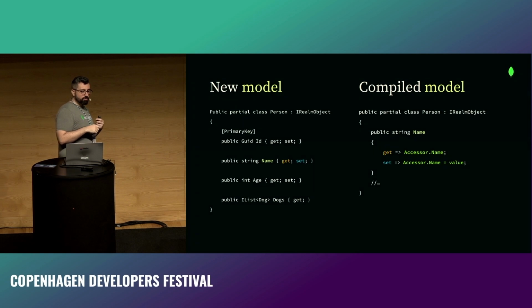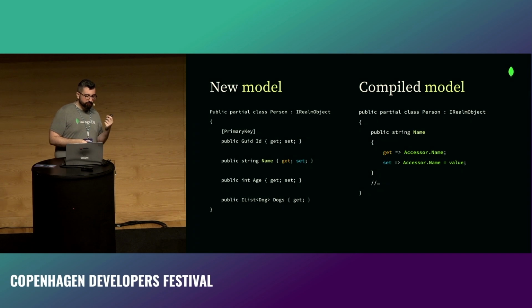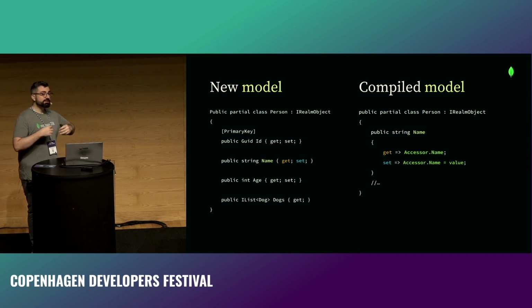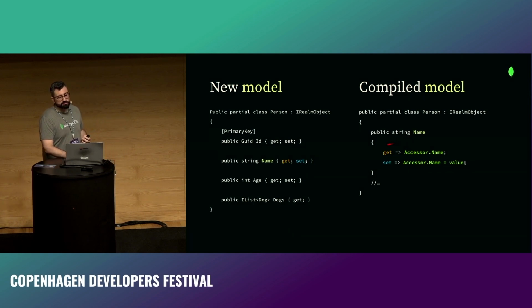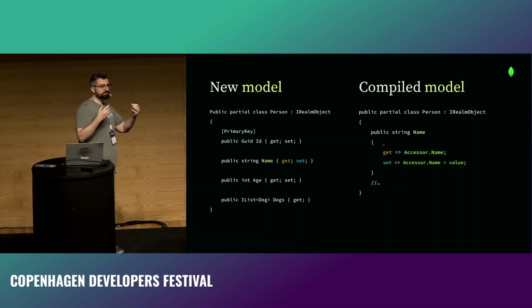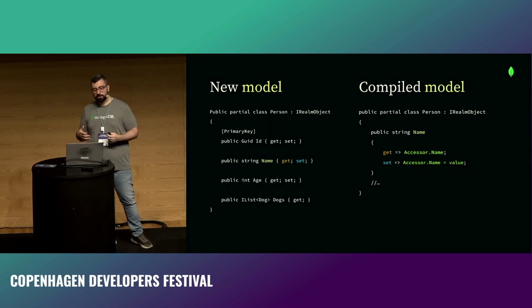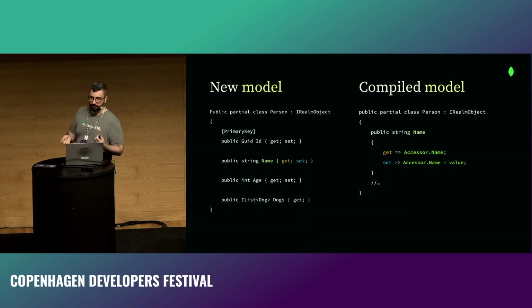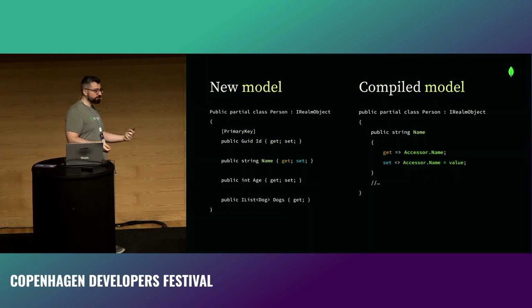Okay, so what is the weaving doing now? With the weaver now, we are still modifying the setter and getter, but what we're doing is what I'm showing here on the right. Essentially, the setters and getters of properties now just go to a property with the same name on the accessor. And the accessor is something that is also source generated.